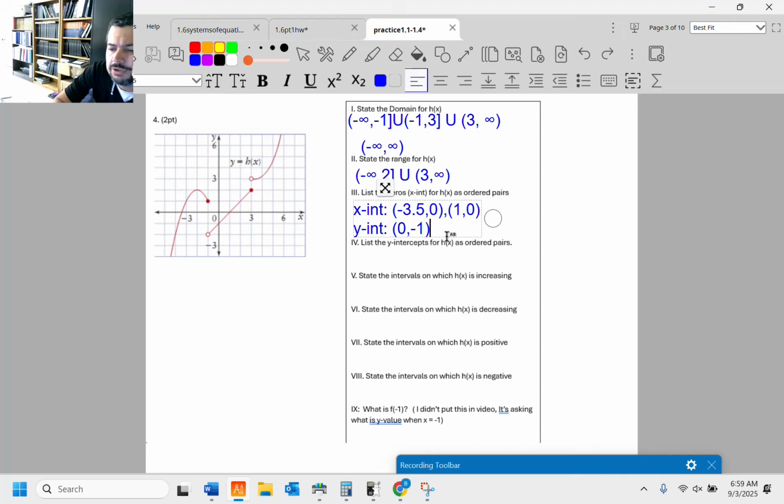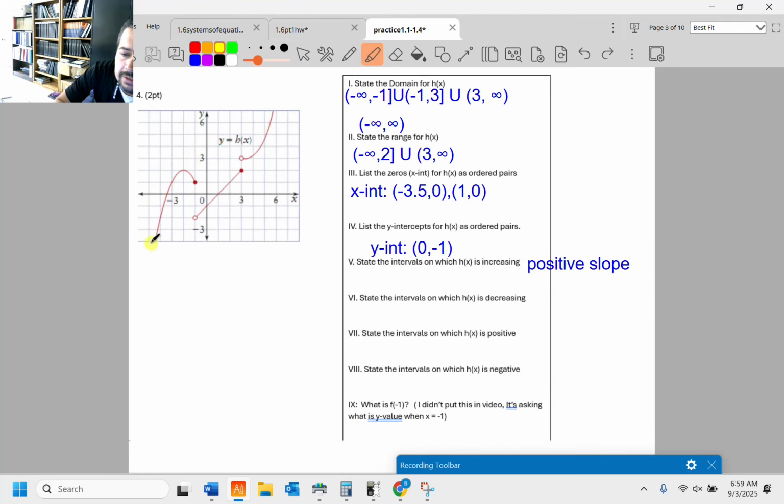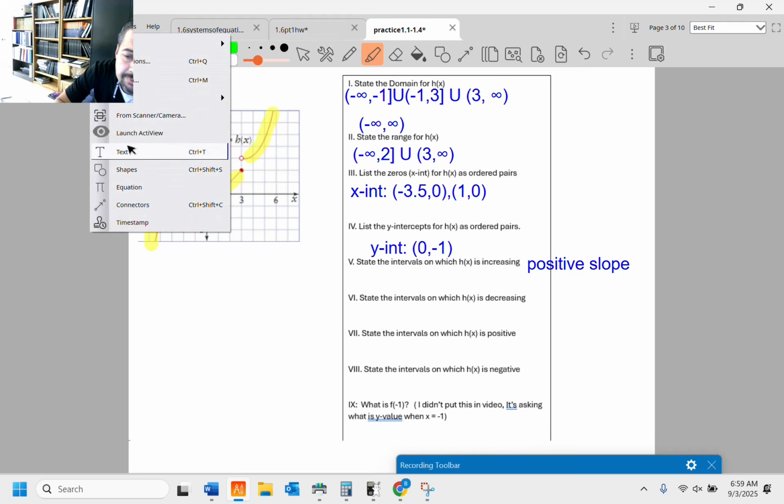Oh, I did too much here. Y-intercept actually goes in the next one. Alright. State the intervals for which h of x is increasing. That means that we have positive slope. Positive slope. You have positive slope from here to about there, from there to there, and from there to there. So most of the graph has positive slope.